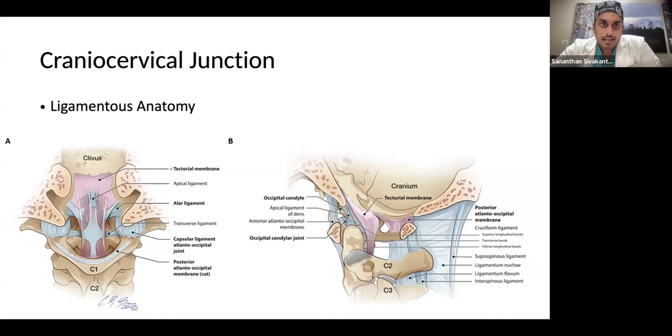In terms of the ligamentous anatomy of the craniocervical junction, it is quite complex, but boils down to essentially the alar ligament and the transverse ligament forming the transverse alar complex, and the majority of the ligamentous stability of the spine.